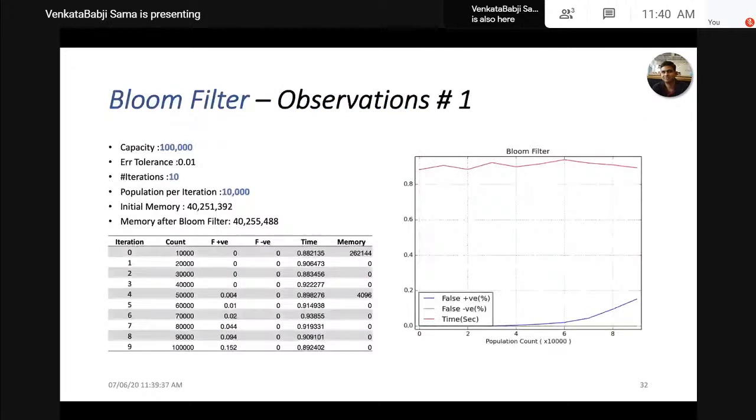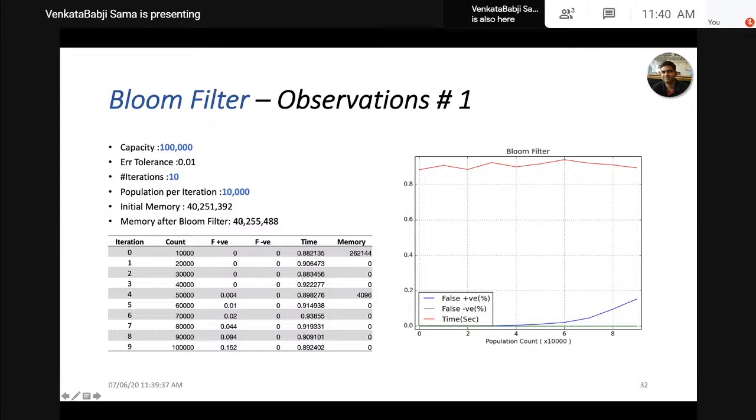Briefly, what the code does is it initializes the Bloom filter with a capacity of 100,000 elements and an error tolerance of 0.01. Those parameters I fixed across all the experiments. Instead of adding everything in one shot, I iterate, and on each iteration I add 10,000 elements and take a snapshot. I measure how much memory it has taken so far, the average latency, the total number of false positives, and so on. This is how I investigate. The code is there in GitHub.